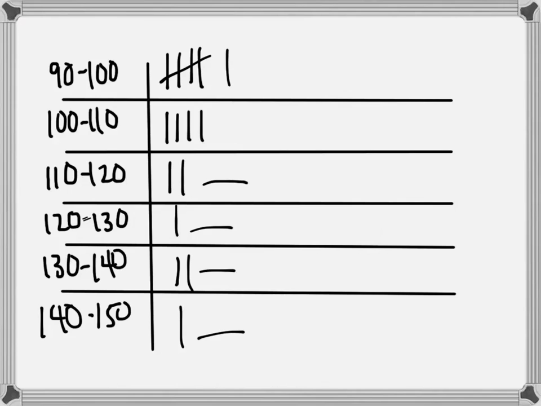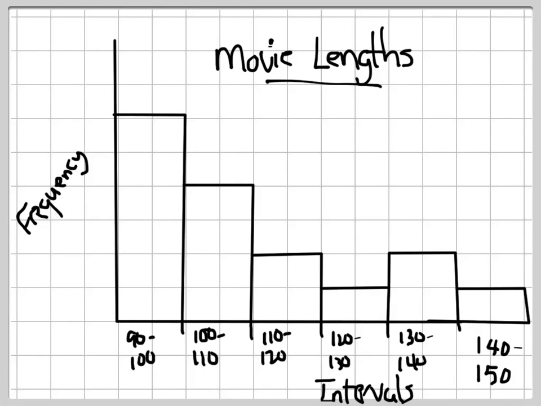From there, I can move on to my histogram, which looks a little like this. It's not the best looking. The title of the histogram is Movie Lengths. The intervals are along the horizontal axis right here, so 90 to 100, 100 to 110. And the frequency, it always is the frequency along the vertical axis. And I'm going up by 1. So 1 movie, 2, 3, 4, 5, and 6.